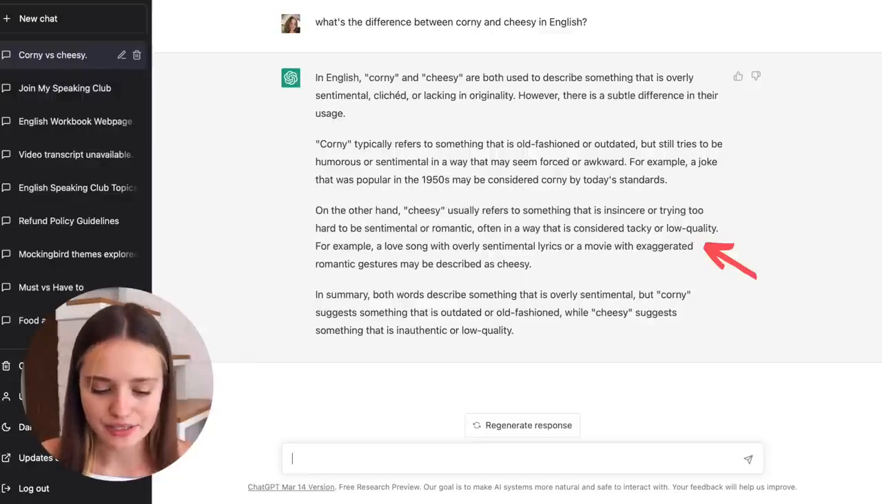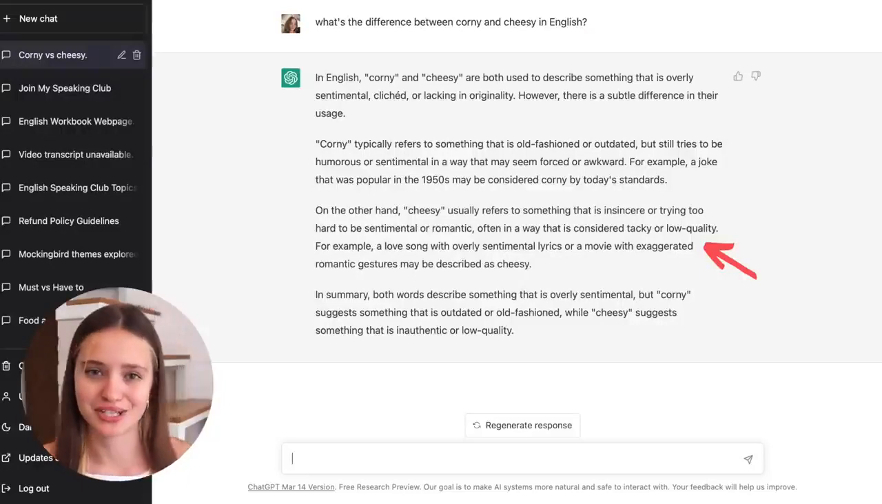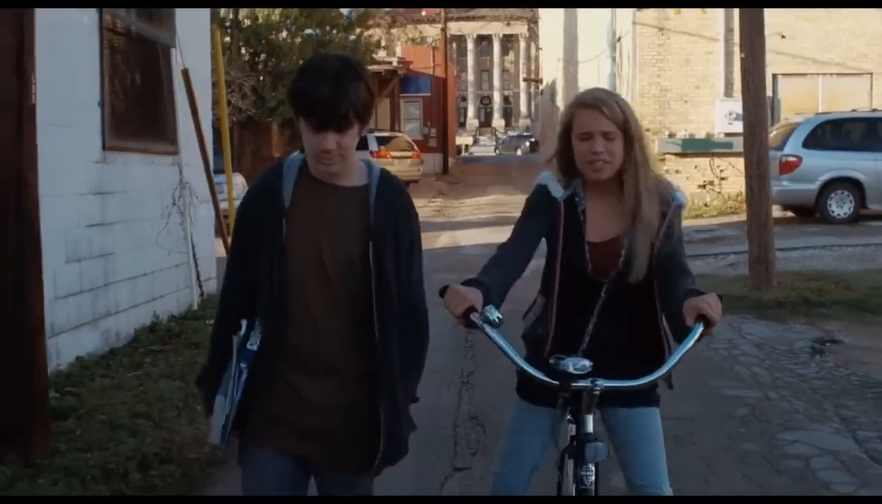And as we can see here, cheesy is basically something that is trying to be romantic, but is usually tacky or low quality. For example, a movie might be cheesy, or a TV show, or a song, for example. I tried, but it was so cheesy. So here's the first way ChatGPT can help you. It can explain difficult words to you and help you learn new vocabulary in English.